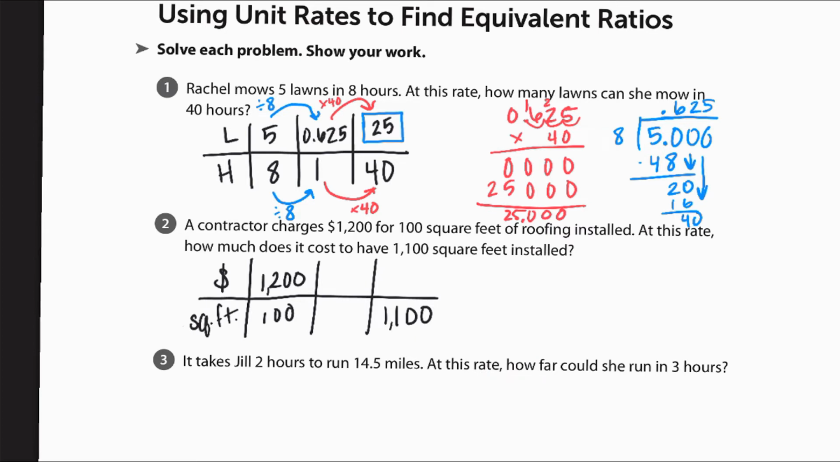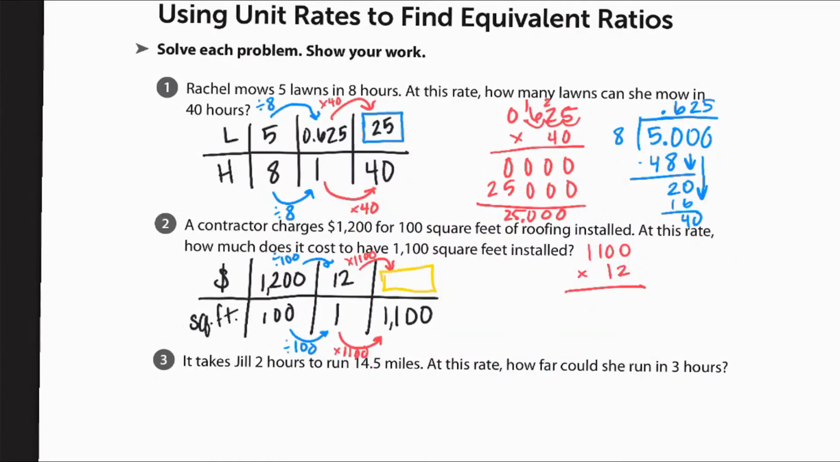Okay, so because I'm looking for square footage, I'm going to try to find 1 square foot. So I'm going to put my unit rate right here. And to get from 100 to 1, I'm going to divide by 100 here and divide by 100 here. This becomes 12. Now that I have my unit rate, I can just jump over here. So this is times 1,100 and times 1,100. So then you'll just do 12 times 1,100 to find your answer. And I am going to leave that one blank for you to do.